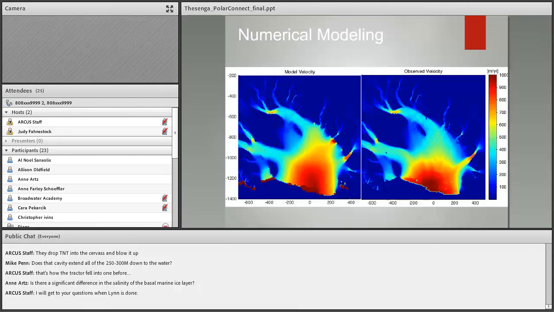The right portion is the observed velocity of the Ross Ice Shelf. The warmer colors are moving faster. The colder colors are moving slower. And again, we're in the corner of this ice shelf. And on the left is the model velocity. So this is what I've been able to get the model to solve for based on current observations. I believe that this is doing a pretty decent job. I'm hoping to improve it a little bit more.